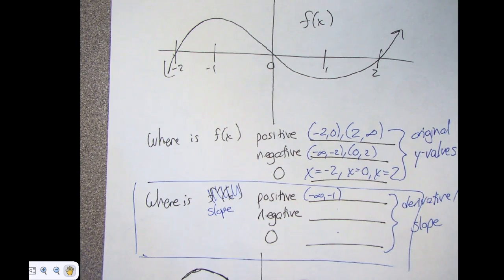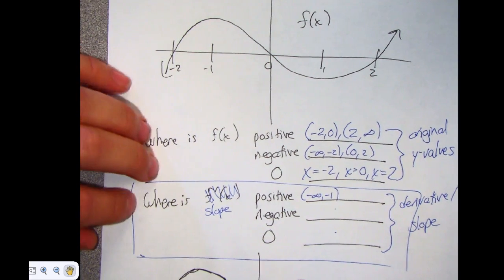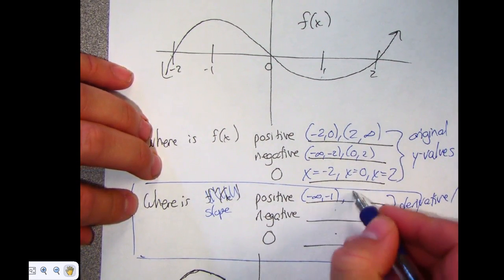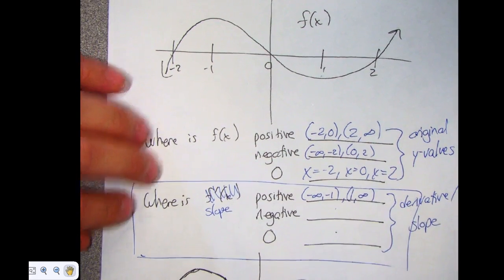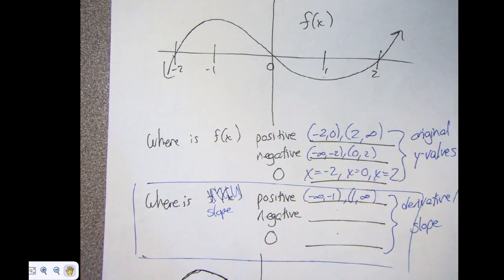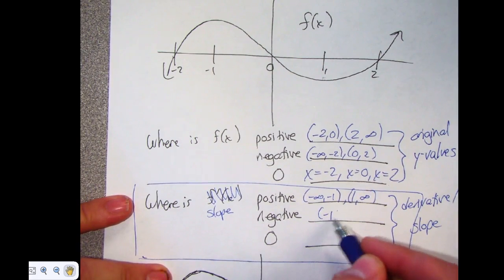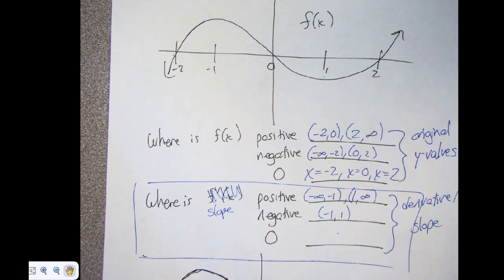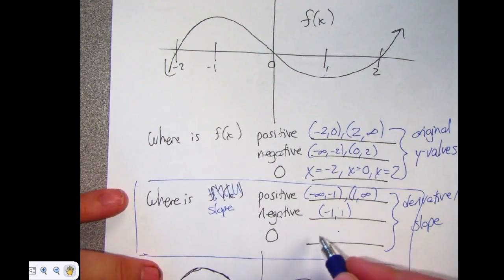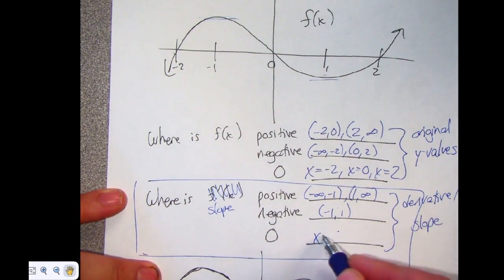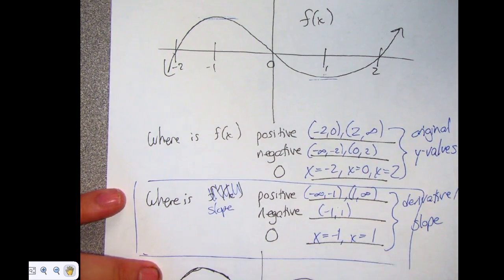Where else do we have a positive slope? It's supposed to be at 1. I just can't draw. 1 to infinity, right? 1-ish to infinity. Where's there a negative slope? Negative 1 to 1, because that's where this graph is going down. And then where's the slope equal to 0? These two spots where we would have like a horizontal tangent line. So x equals negative 1 and x equals 1.